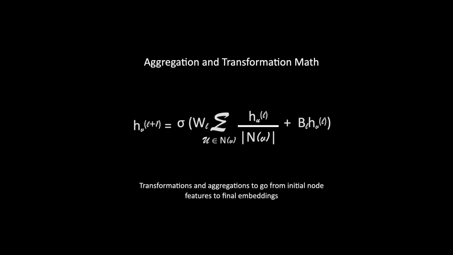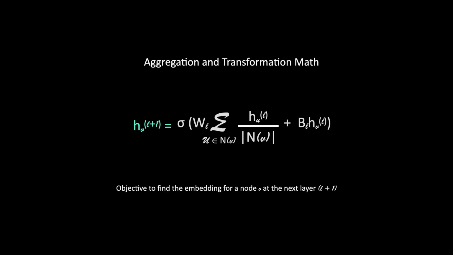Now, how did we get from the initial node features to the final embeddings using this formula? I know this formula looks kind of daunting, but don't worry, we'll break this down. So these are the transformations and aggregations that we'll perform to go from the initial node features to the final embeddings. The math that you see here is basically the computation of node embeddings in each layer of the graph neural network. The final objective is to find the embedding for a node v at the next layer of the graph, layer L plus 1.